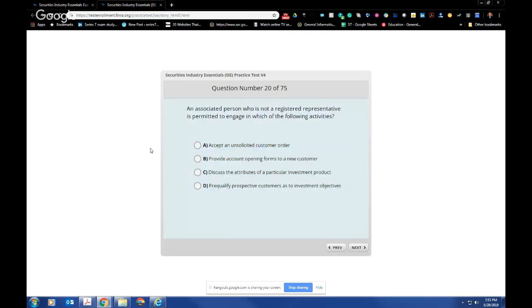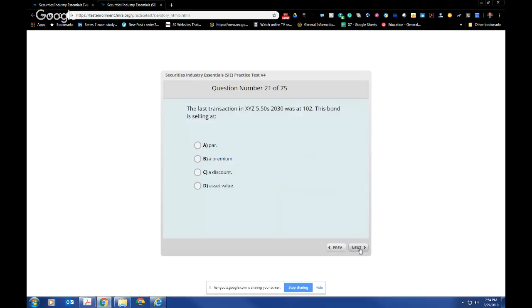stated maturity date. An associated person who is not registered is permitted to engage in which of the following activities? Accept an unsolicited customer order. Provide account opening forms to a new customer. Discuss the attributes, no way. Pre-qualify, no. They can basically just do administrative work. So until you pass this exam and the 7, you basically can talk to customers about their paperwork and get me coffee. I am totally kidding. I'm not being that much of a jerk, but I take it black. Okay, so now you can provide account opening forms to a new customer. That's it. Hope I'm right on that.